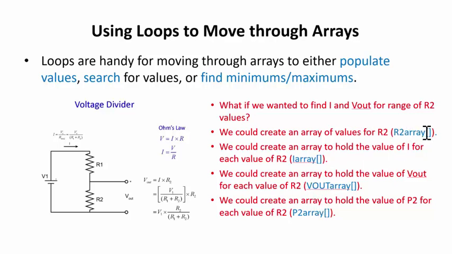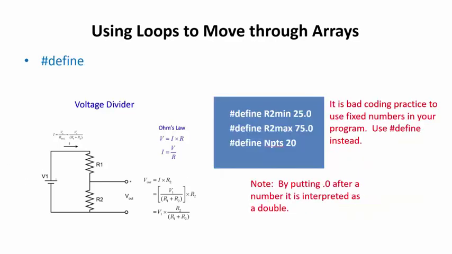So the first value for R2 over in this array will correspond to the first position in the I array, and that value will be the current at that first resistor value, and so on and so on. Okay, so let's think about how we're going to do this.